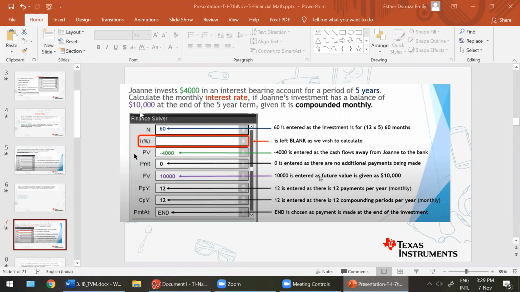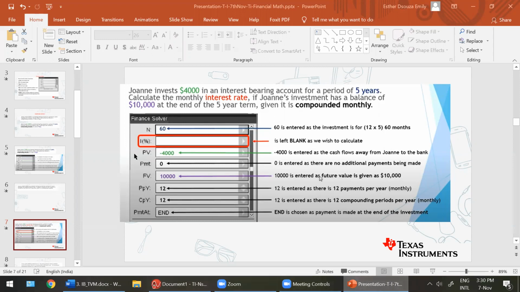Because you are told here that Joanne's investment has a balance of this much, so you know the value that exists in the account currently, and this is already there in the account, therefore it is positive. If this money were to leave the account, then it would have occurred as negative. So be alert to the signs here. 12 is entered as the amount is calculated monthly. The compounding is happening monthly, so the payments per year are happening monthly, and therefore this is 12, this is 12, and it's the end.